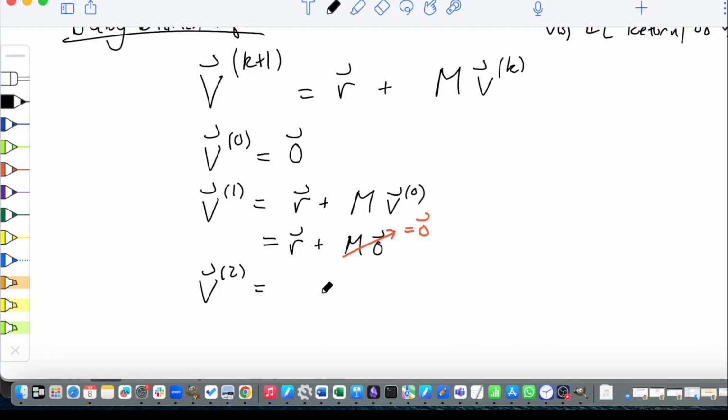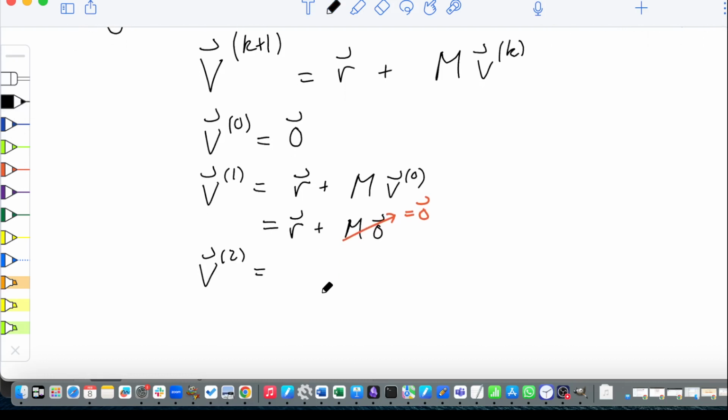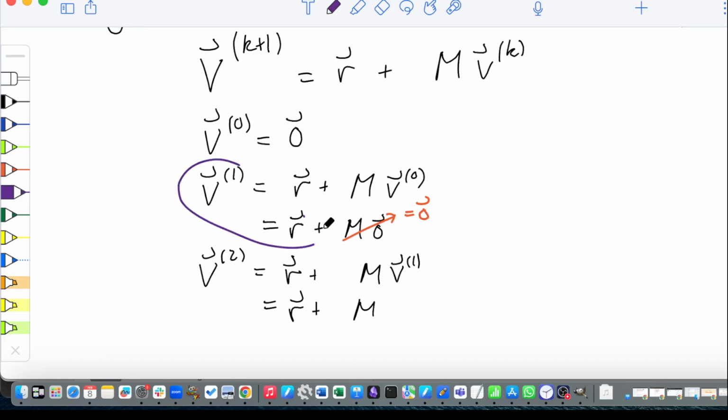It is the same formula. You take what you had before, you multiply it by M, you add R. So you do R plus M times V1. But what is V1? V1 is R. So take this, V1 equals R, and put it in here. Okay, so it's R plus M times R.